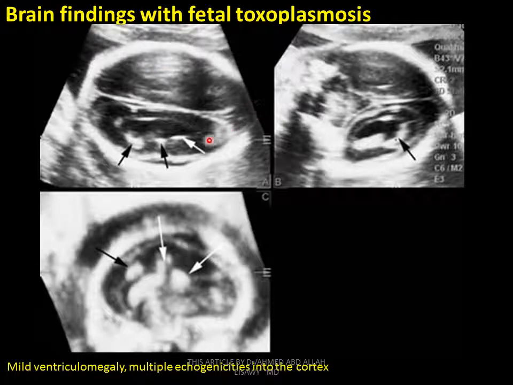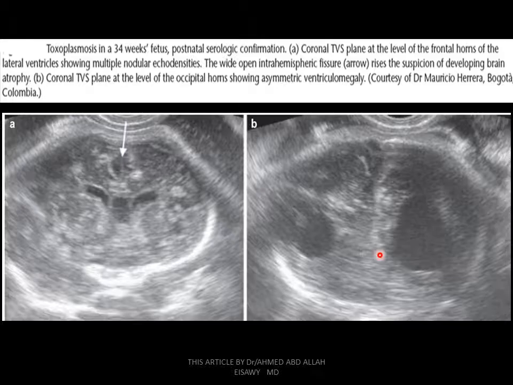Brain findings with fetal toxoplasmosis. Mild ventriculomegaly, multiple echogenicities in the cortex. Mild ventriculomegaly, multiple echogenicities in the cortex in toxoplasmosis at 34 weeks. Postnatal echogenic confirmation, as we see.